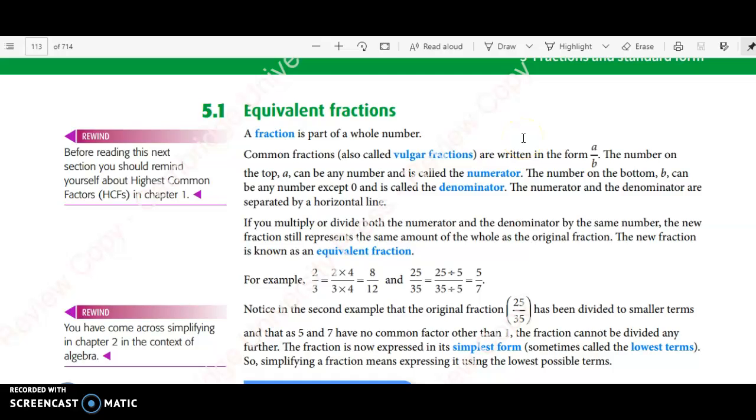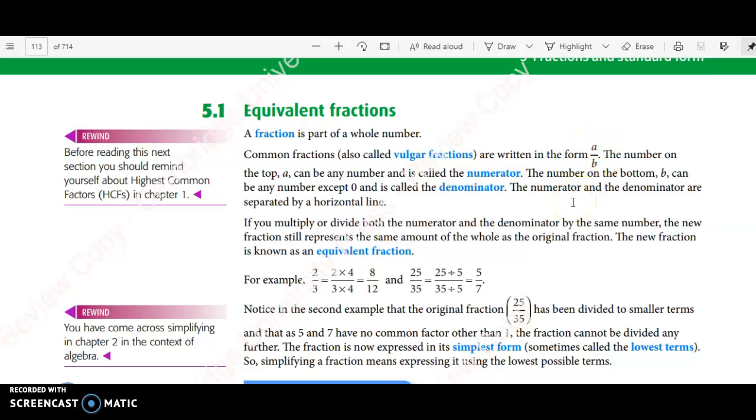A fraction is part of a whole. Common fractions, also called as a vulgar fraction, are written in the form A over B. A is a numerator, the number on top. B is the denominator, the number below or on the bottom. And the fraction bar is a horizontal line, separated the numerator and denominator.